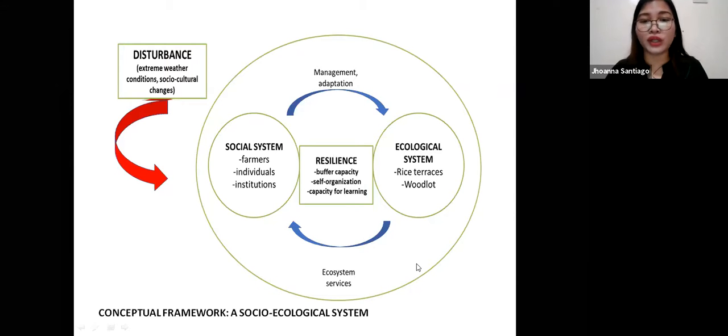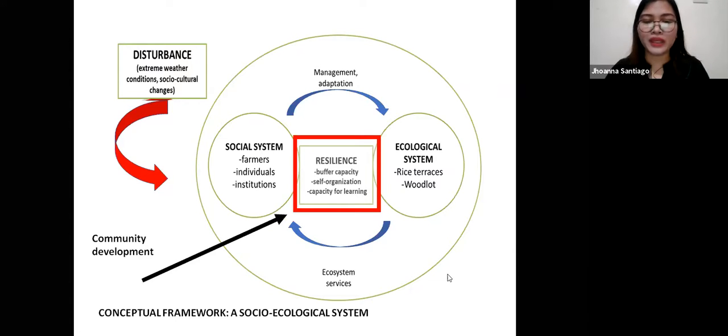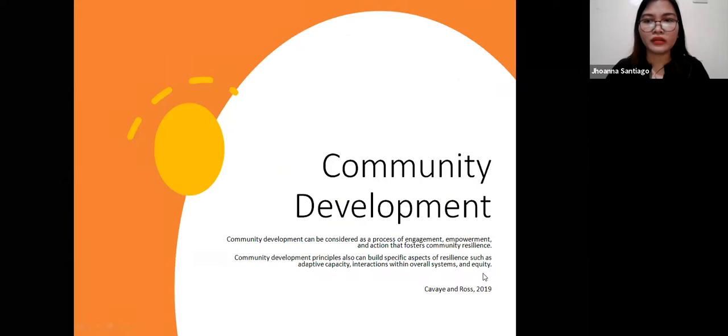But this socio-ecological system is affected by disturbances like extreme weather conditions and socio-cultural changes. So I've mentioned that the system is experiencing loss of traditional knowledge, the existence of pests and diseases, and other adversities. So it is important to enhance the resilience of the socio-ecological system so they could be able to sustain the services that it provides. So when the system is resilient, it has the buffer capacity, self-organization, and capacity for learning. And here we can include, to enhance the resilience, it has to have community development strategies. So community development can be considered as a process of engagement, empowerment, and action that fosters community resilience, and it helps the system to have adaptive capacity and equity.